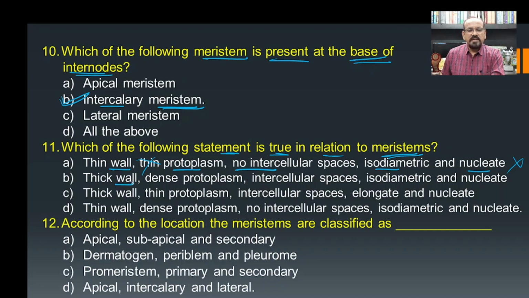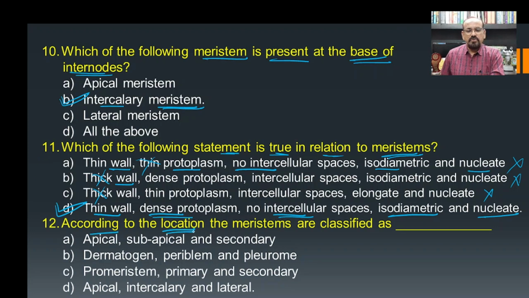Then thick wall will be wrong. Then again thick wall, it will be wrong. So the first three statements are wrong. It is thin walled, having dense protoplasm with no intercellular spaces, isodiametric and containing prominent nuclei, and hence D is the correct statement in relation to the meristem.